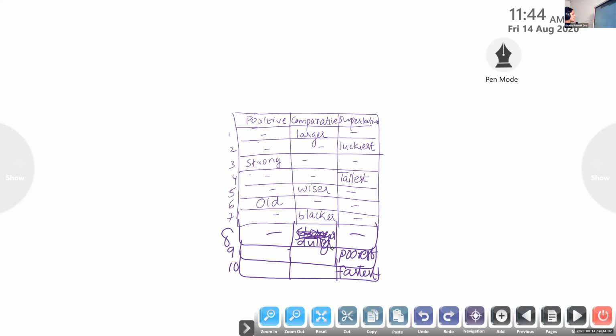So shall I stop sharing? Have you completed the table? I have given 10 words. First one, larger. Second one, luckiest. See, it is duller. D-U-L-L-E-R. If I use a sharpener, I think it goes. That is why I'm not using it.